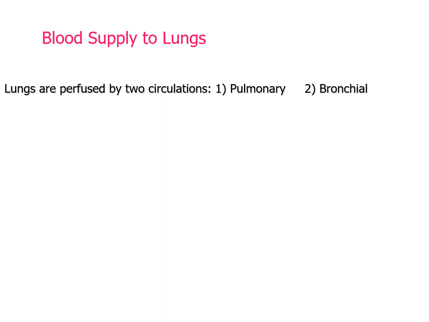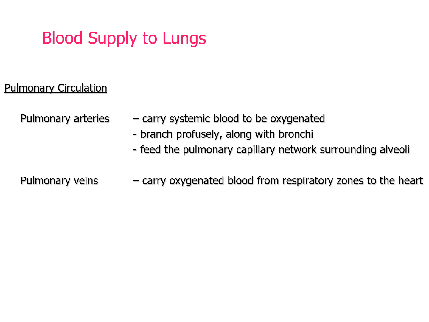Now, it's important to understand that in terms of blood supply, the lungs receive 2 separate circulations. One is the pulmonary and the other is the bronchial circulation. So this is arterial blood supply. You have pulmonary arteries, which carry systemic blood from the right ventricle up to the right and left lungs, and that's blood being carried up there to be oxygenated. So we're talking about the pulmonary circulation.